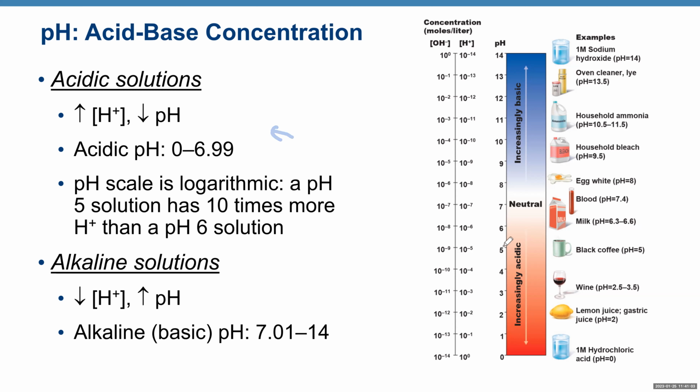And then the concentration of hydrogen ions gets larger. So we have more hydrogen, right? We have more hydrogen and pH going down. So we go 6, 5, 4, 3, 2, and 1, like wine, lemon, or hydrochloric acid with pH 0.